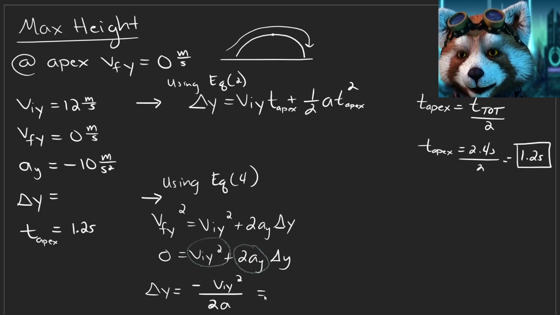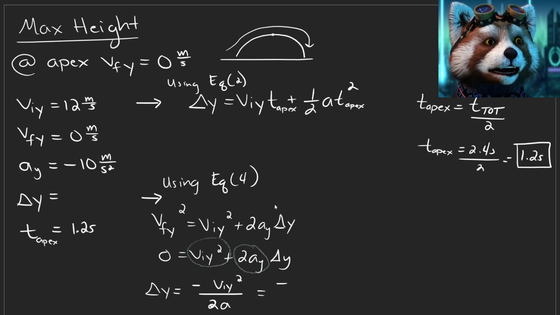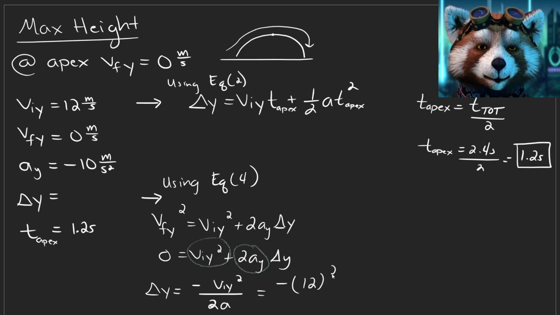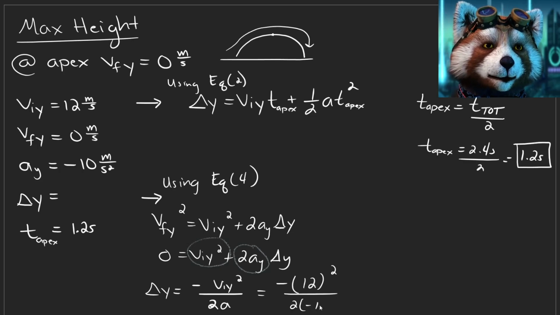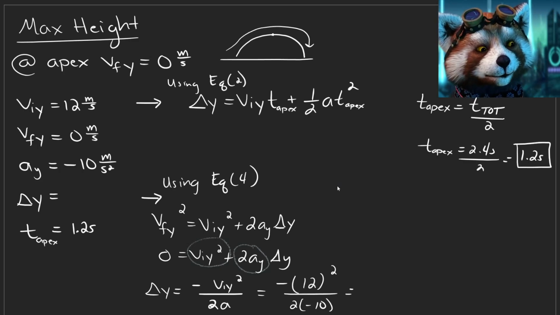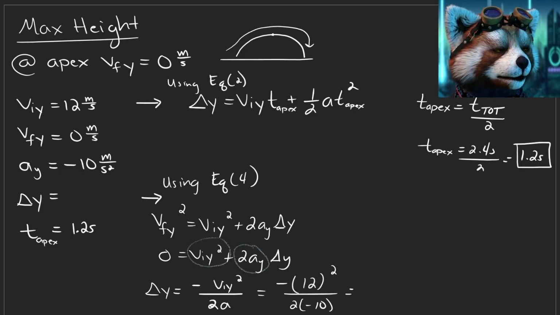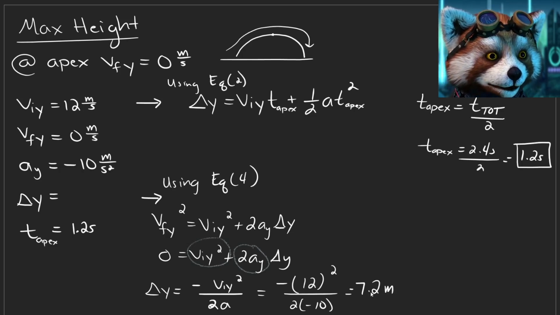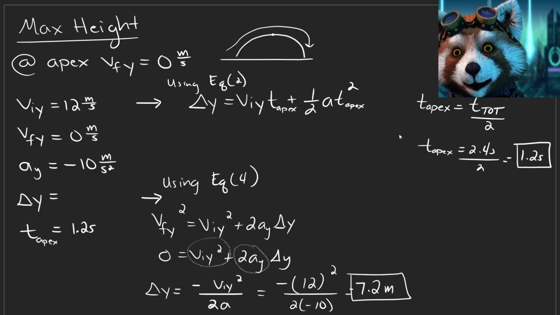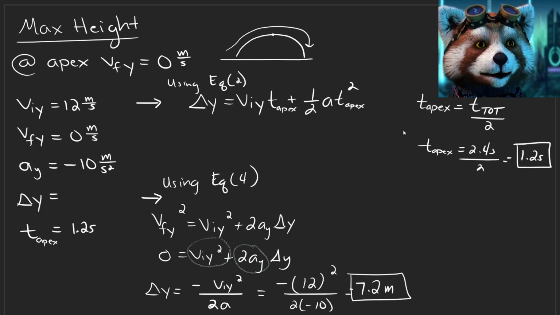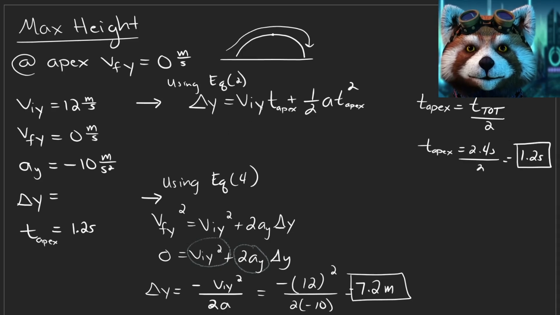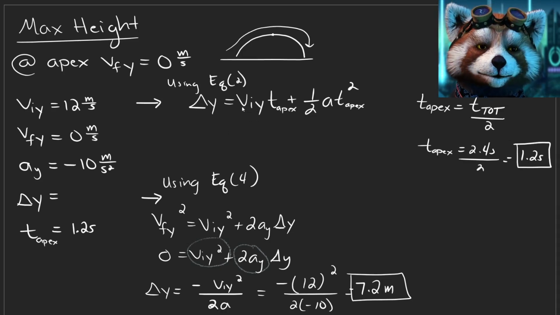So here we have minus. Now be careful, we are not squaring this negative. So what was my initial velocity in the y? 12 squared divided by 2 times negative 10. And what do we get? 144, that's 7.2 meters. And you can also put this time to the apex in here, and you will also get delta y that way as well.